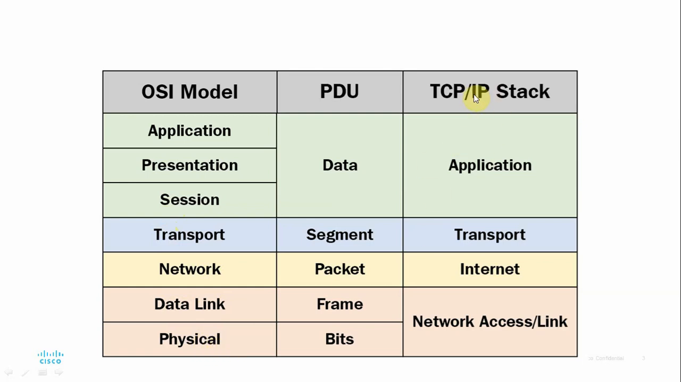Okay, and in the case of TCP/IP, the number of layers is reduced to 4. So application, presentation, session in the OSI model combine to form the application layer in TCP/IP. Transport layer in OSI is the same as transport in TCP/IP. Network layer in OSI is now the internet layer in TCP/IP. Data link and physical layer in OSI combine to form the network access layer in TCP/IP.